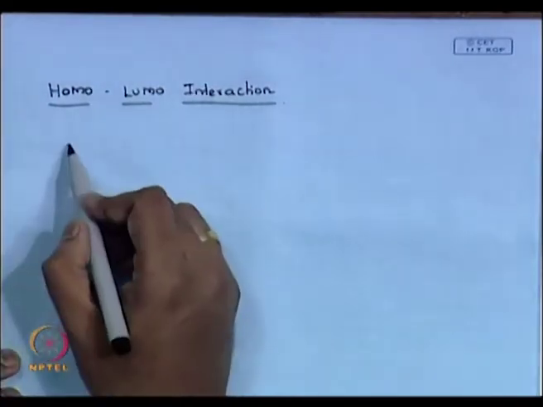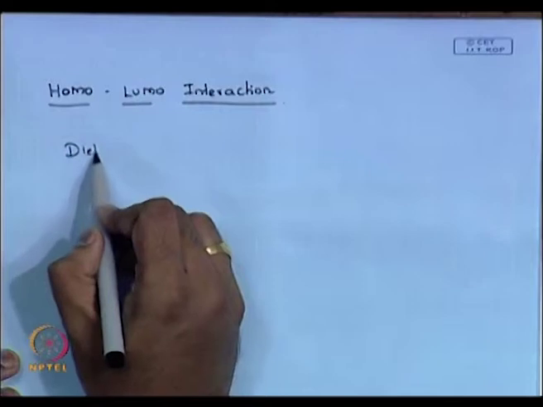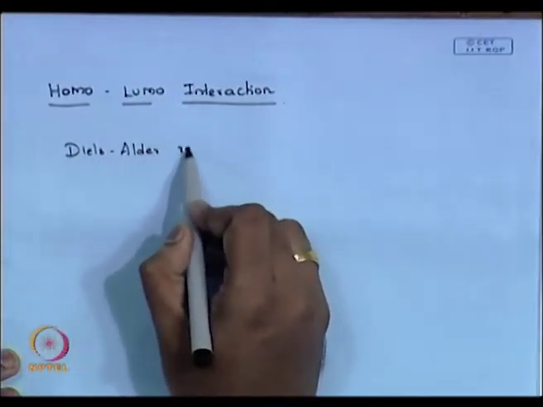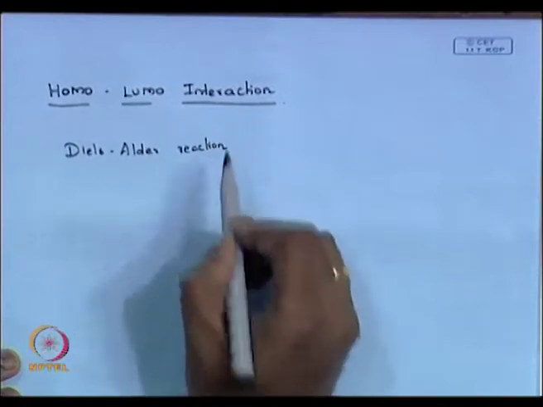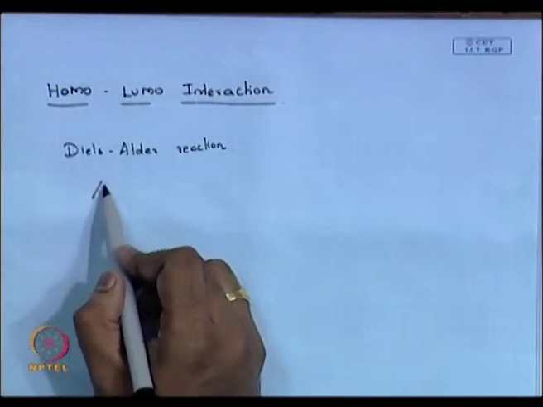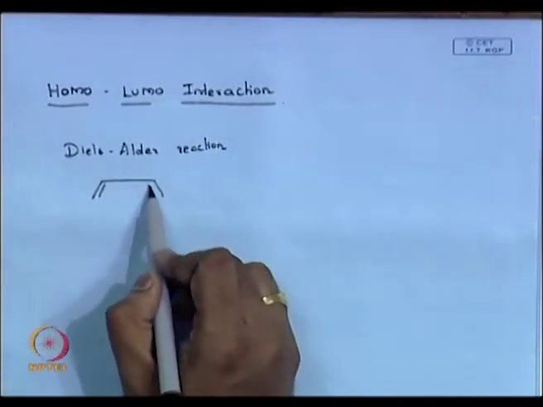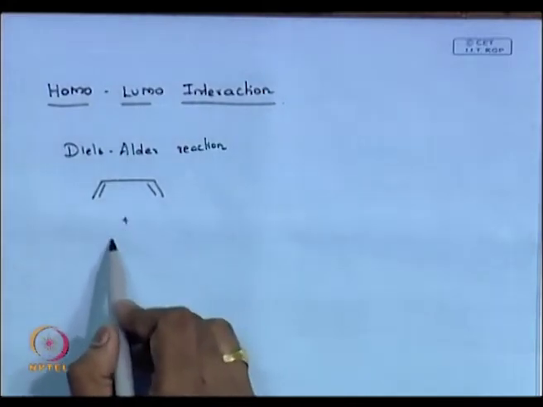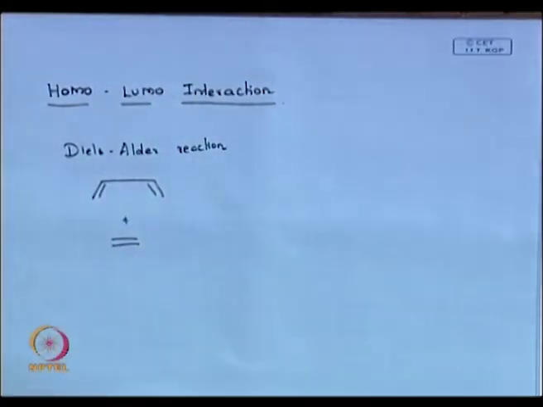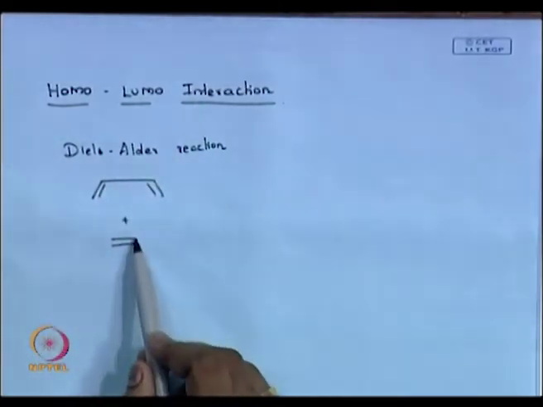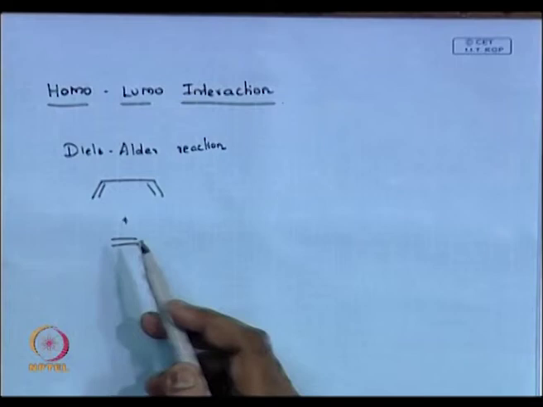Since it has a similarity with the Diels-Alder reaction, we will take the Diels-Alder reaction and see how we can compare it with the Ene reaction. In the Diels-Alder reaction, you have a butadiene and you treat it with an alkene. So, what are we talking about? You are talking about the HOMO of your butadiene and the LUMO of your alkene.